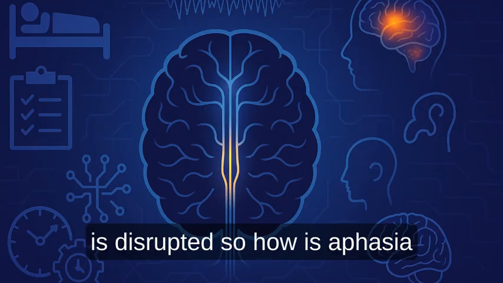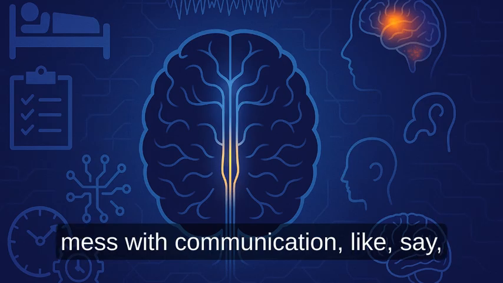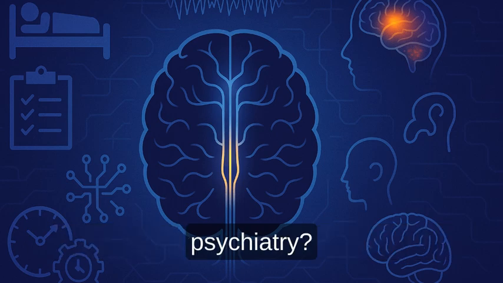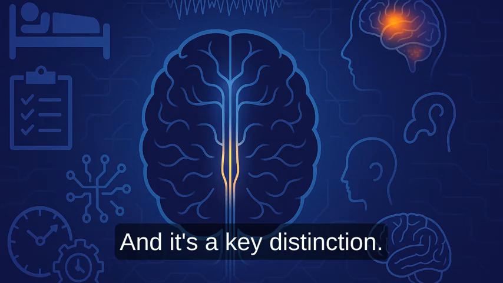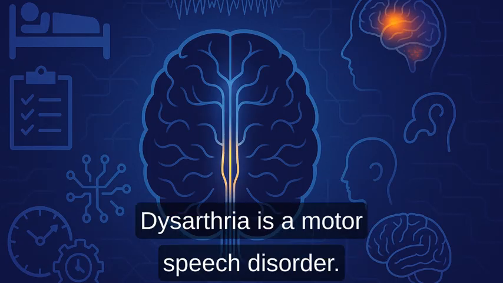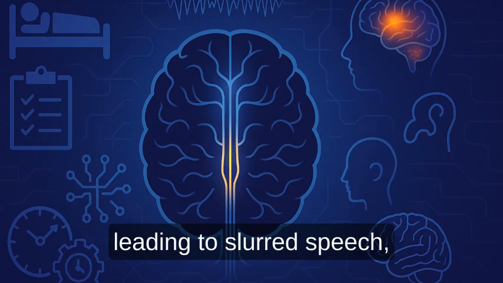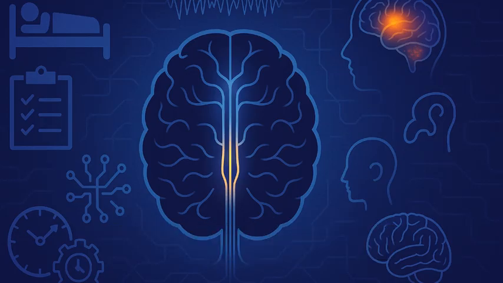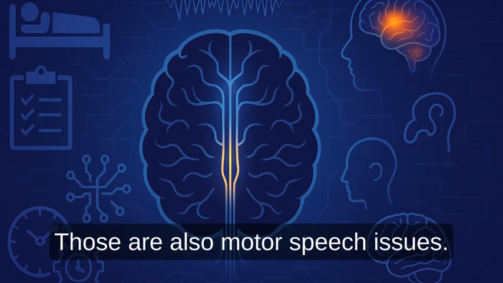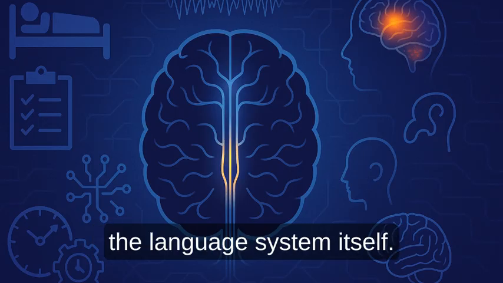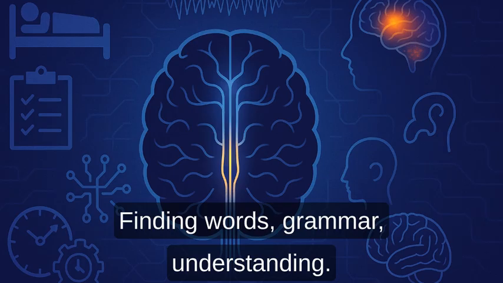So how is aphasia different from other things that mess with communication, like, say, dysarthria, which we'll get to, or even thought disorders in psychiatry? Good question, and it's a key distinction. Dysarthria is a motor speech disorder. The problem there is in the execution, weak muscles, poor coordination leading to slurred speech. Stuttering, voice problems, those are also motor speech issues. Aphasia is different because the core problem is with the language system itself: finding words, grammar, understanding.